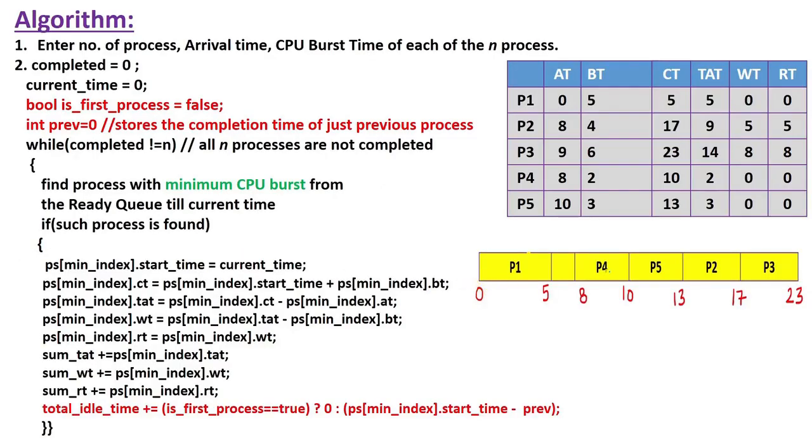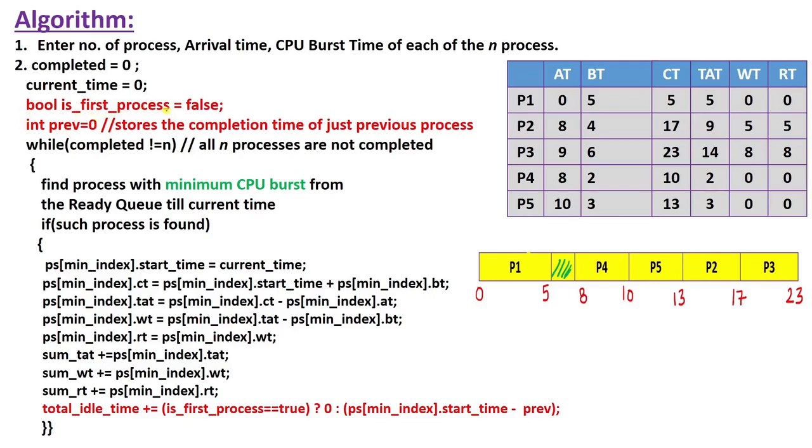So in this example, you can see this is the idle time. It is 8 minus 5, which is 3. For 3 units of time, the CPU was idle. So total idle time after this while loop should be 3 units. So what we are saying, we have taken 2 variables. One is the previous, one is the first process.